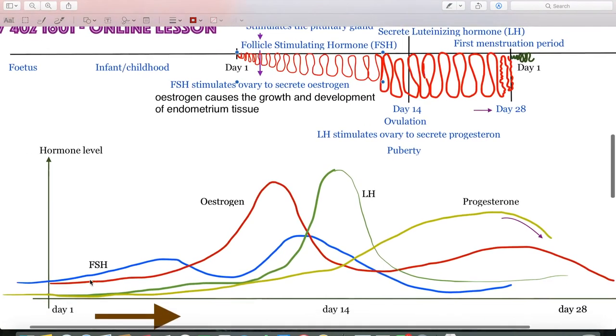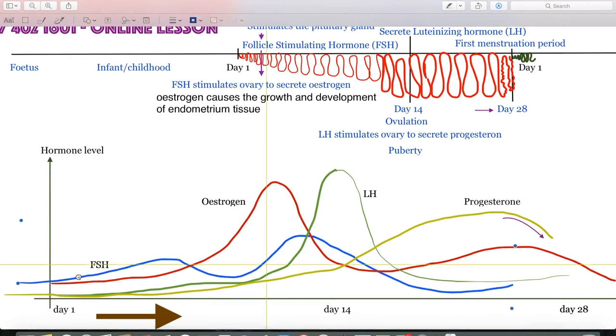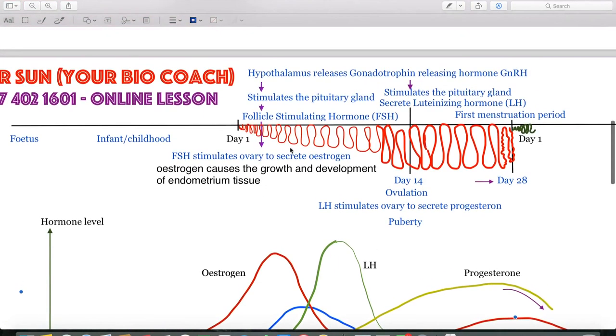Now you can see on day one, at the top of the graph, you have the follicle stimulating hormone, and it is increasing day by day. You can also see that the oestrogen hormone also increases day by day until it reaches the peak. Every time the oestrogen concentration increases, you can see the endometrium tissue is also getting well developed, and it grows in thickness and is filled with a large number of blood capillaries. This process happens until day 14. Now during day 14, something else is happening.